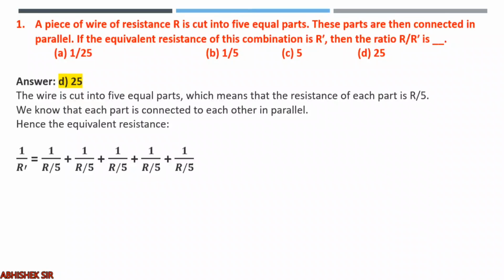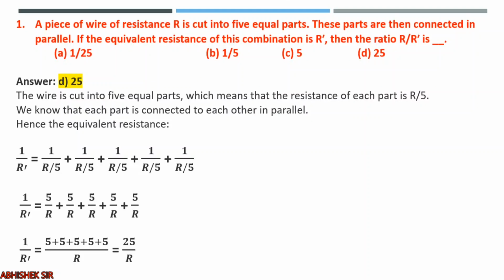Now the denominator is always going into the numerator. So these all 5s that you are seeing in the denominator will go into the numerator. So now the equation becomes 1 by R dash equals 5 by R plus 5 by R plus 5 upon R plus 5 upon R plus 5 upon R. Now R is common in the denominator, so we take R as common denominator, LCM, and in the numerator all the 5s will be added and that will give you 25 upon R.